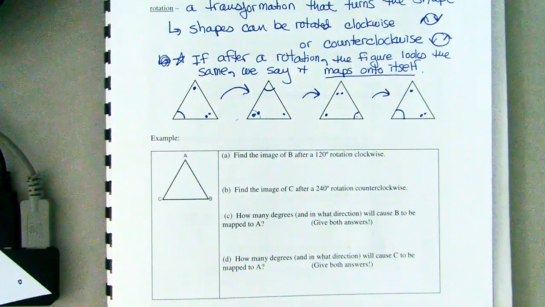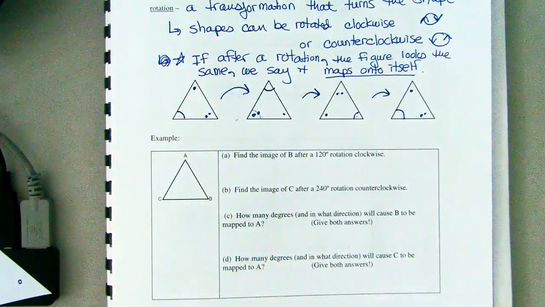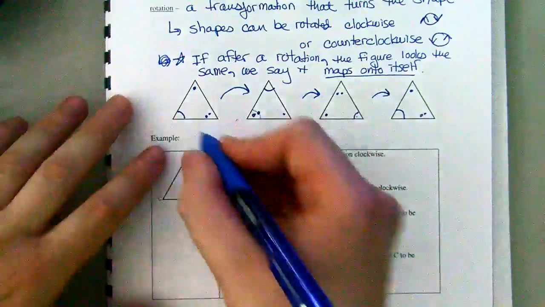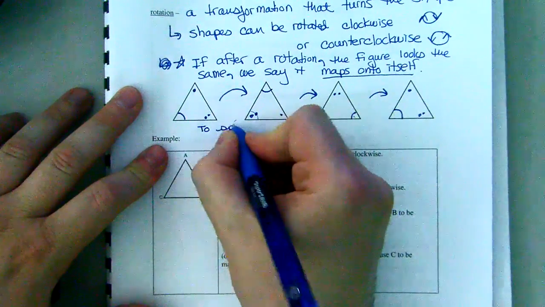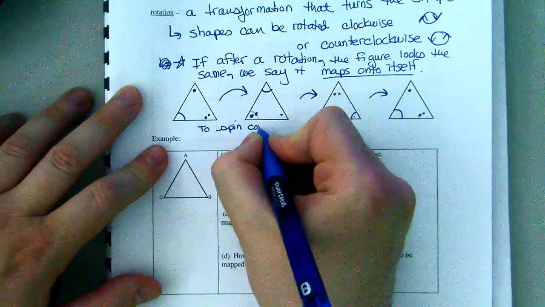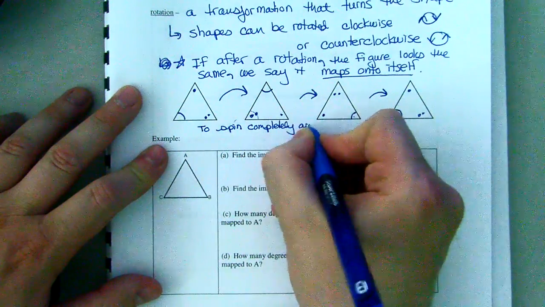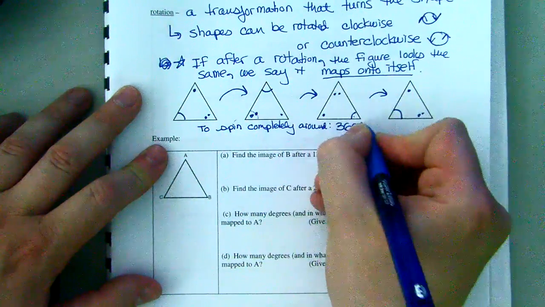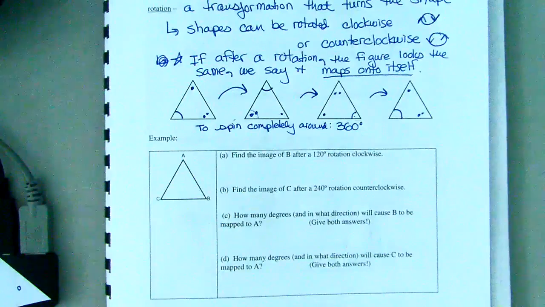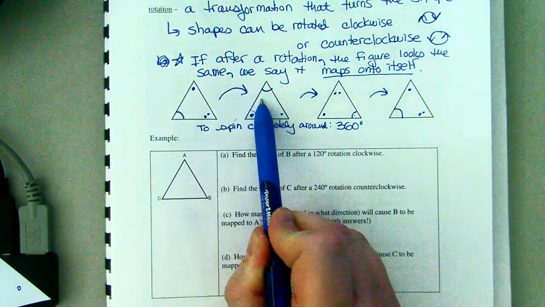I feel like some of you have already made this comment. If we spin completely all the way around, 360 degrees. I want to try to write a few notes over here. To spin completely around, it's 360 degrees. What I want to figure out is how many degrees in each of these terms. How many degrees to turn this to this, this to this?